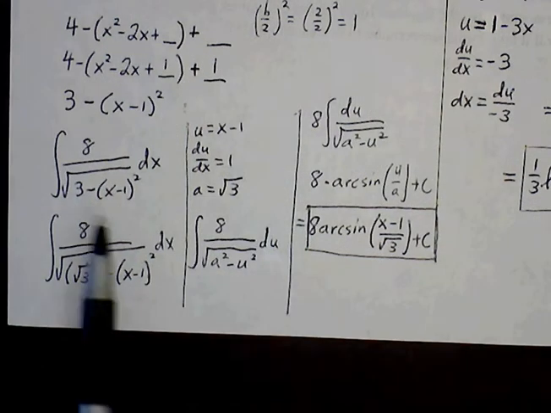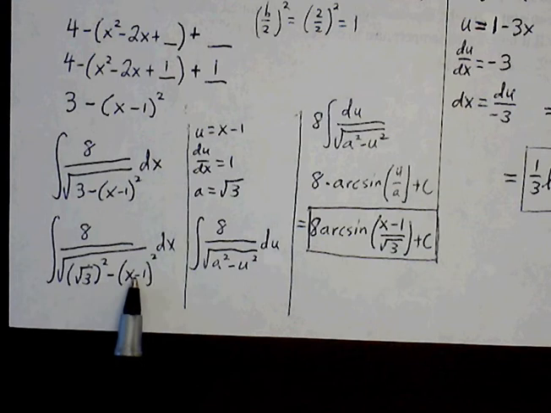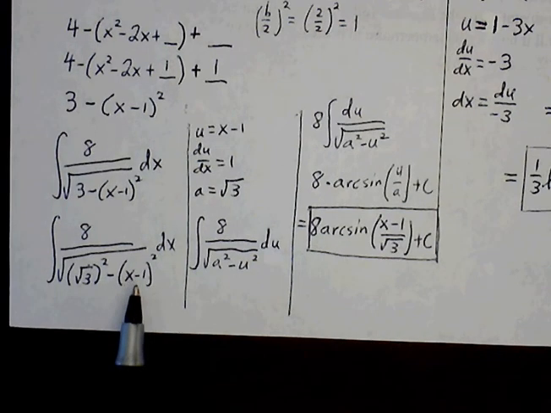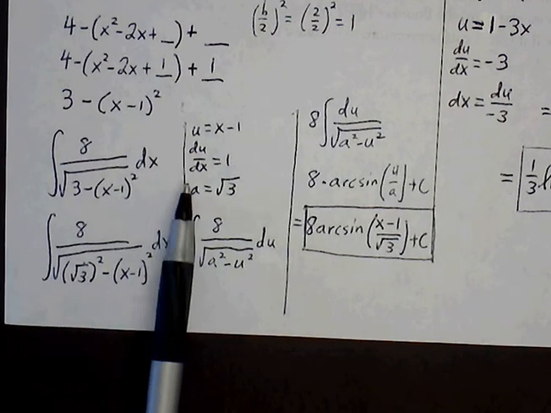So 3 becomes root 3. x minus 1 doesn't change, it stays as x minus 1. Our u value is x minus 1. Our a value is root 3. Our derivative, du over dx, is 1. So we start plugging in.